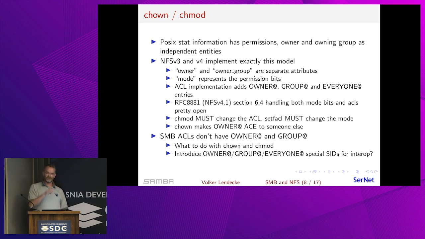And as part of our effort to do SMB3 Unix extensions, we have to cover this. What happens with permissions or ACLs or whatever when you do a chown? And section 6.4 in NFS covers it to some extent, but we have to refine this. But what model do we want?